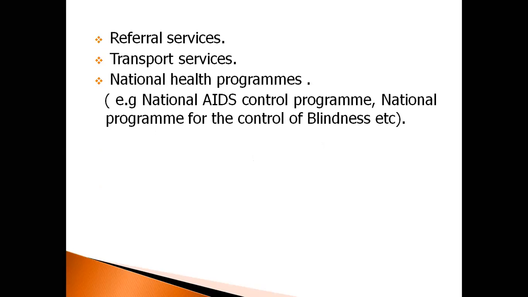For referral services, here we also have an ambulance. If any individual needs further treatment that isn't available in a community health center, that individual can be transferred to another hospital, like a district hospital, or for example here we can transfer the patient to a GMCH. That is the meaning of referral services. Then transport services: like I've said, they also have an ambulance, with the help of which they transfer patients who need to be treated in other facilities. Then national health programs.